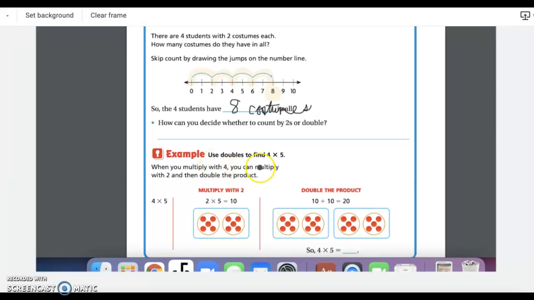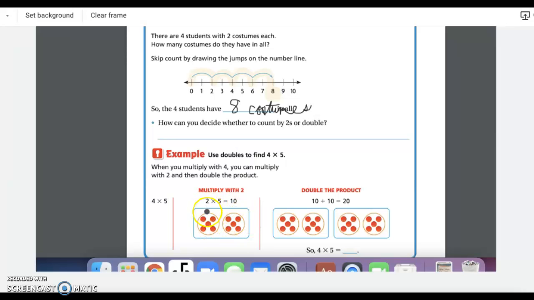We can use doubles to find 4 times 5. Now, what I want us to understand, ready? 4 is the double of 2, right? So take a look at this illustration, and this illustrates it really nicely for us with our pictures. When you multiply with 4, you can multiply with 2 and then double the product. So if you have 4 times 5, you know 2 times 5. So 2 times 5 is 10, right? 2 groups of 5 is 10.